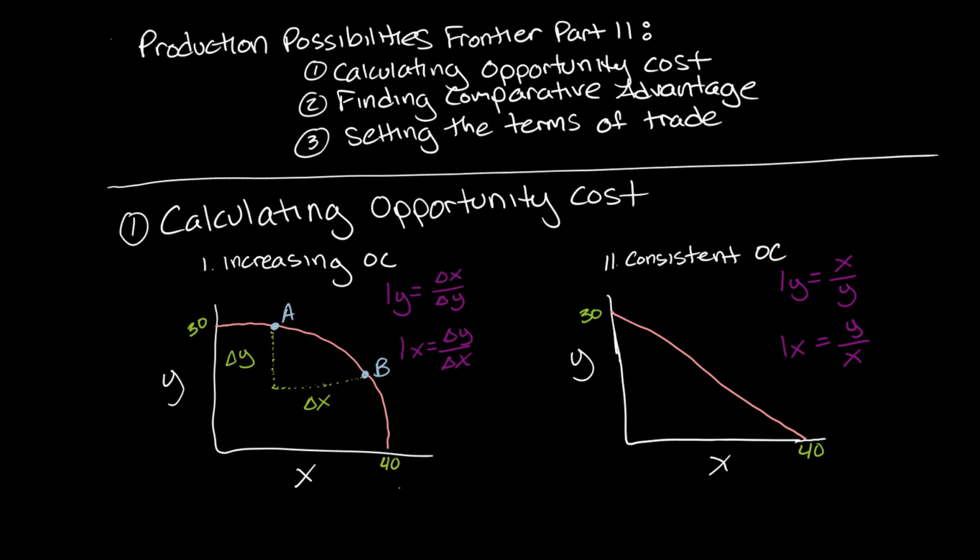What they definitely need to be able to do is calculate opportunity cost for the production possibility frontier on the right, which has a consistent slope all the way through. And this is done essentially the same way. So it's 1y is equal to x over y, and 1x is equal to y over x. So in this scenario, it would be 40 over 30 and 30 over 40 respectively.